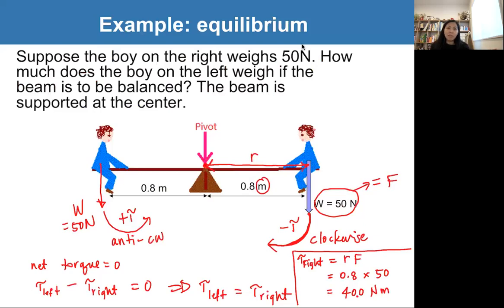Technically the beam will also experience a weight force because it's an object and it has mass. And so there should also be a gravitational force pulling down on the beam. But why didn't we consider the weight of the beam in this question when we solve for the torques, for the net torque?